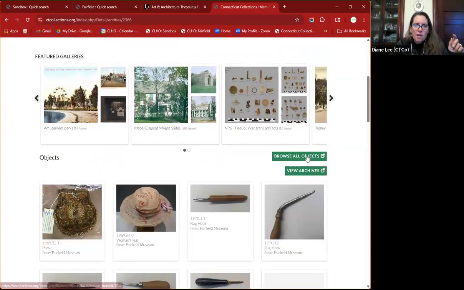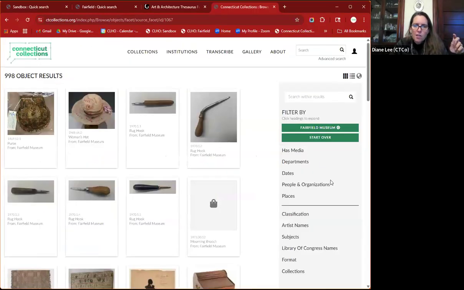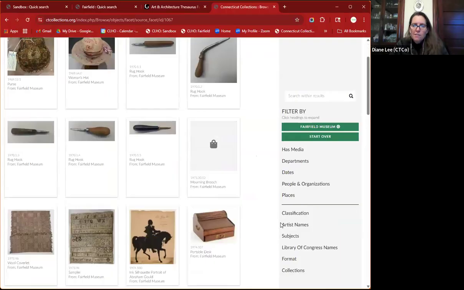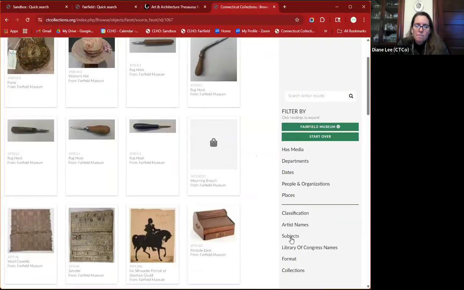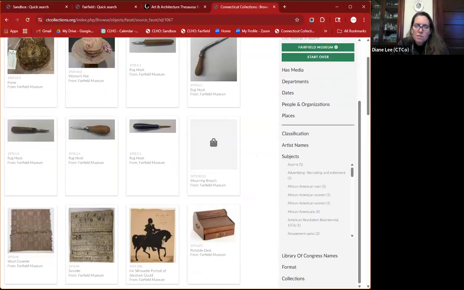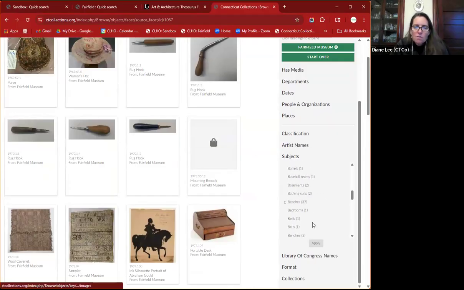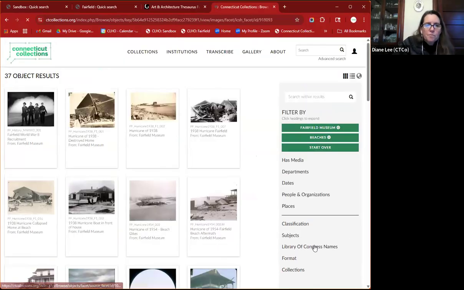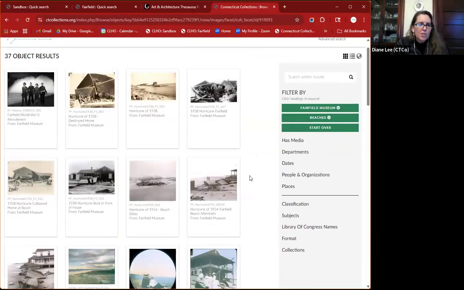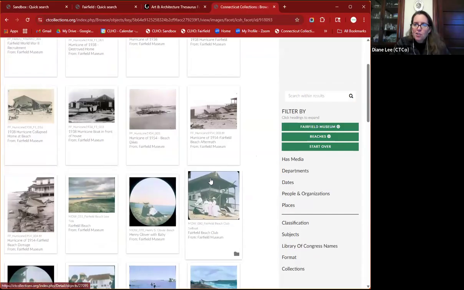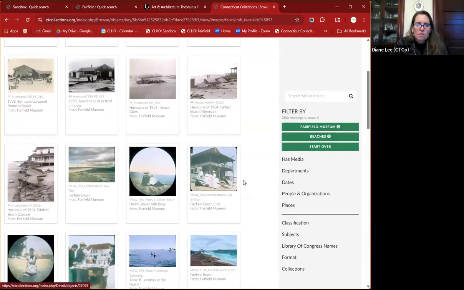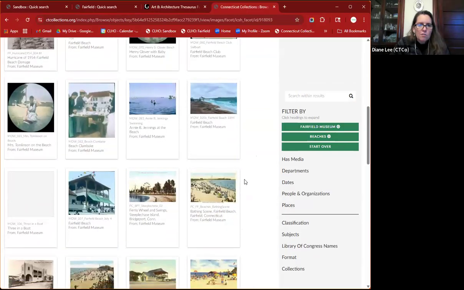So we're going down. I want to see all of my objects, and I'm going to look under classification, artist name, subjects. Let's look at what we have for subjects. Beaches. So these are all, yep, there should be a beach somewhere in the photo. So far, so good.